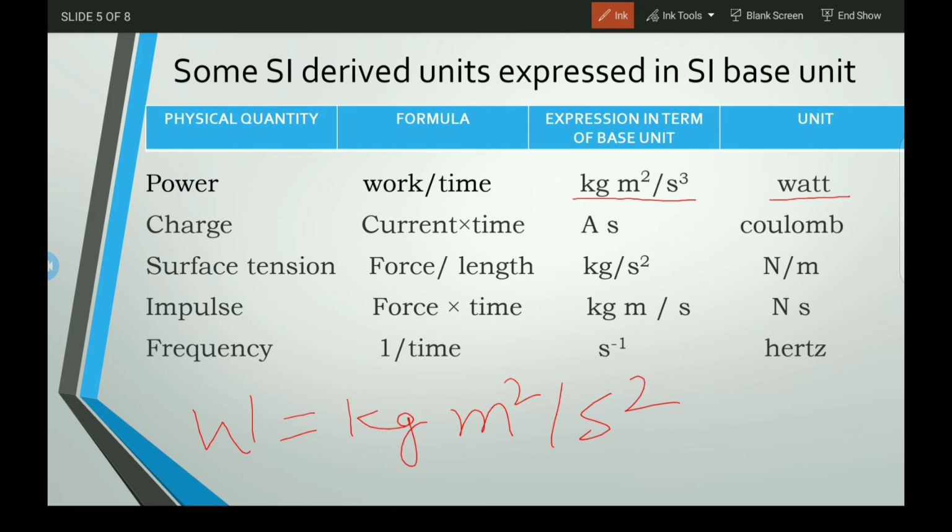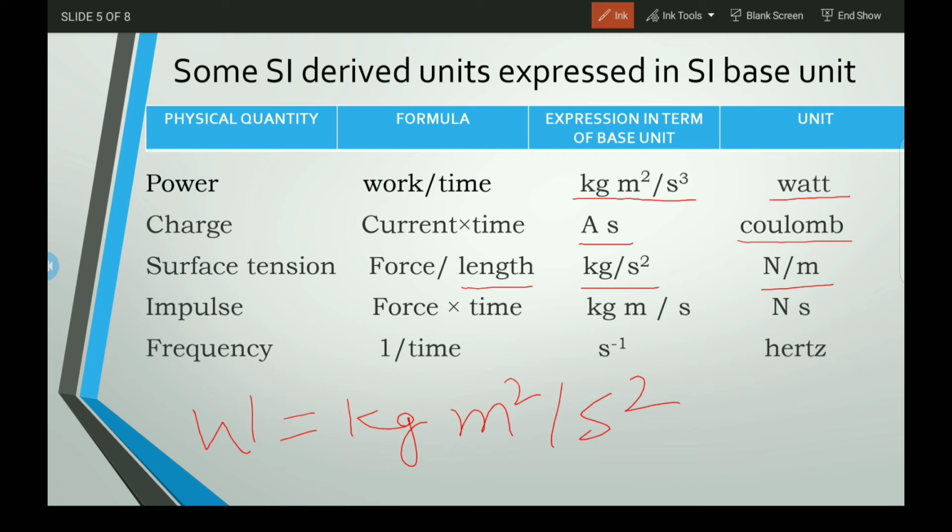So the unit for charge is ampere second and the other unit is coulomb. Next quantity is surface tension. The formula for surface tension is force upon length. The unit for force is kg meter per second square, and when it is divided by length, the unit becomes kg per second square and the other unit becomes newton per meter.